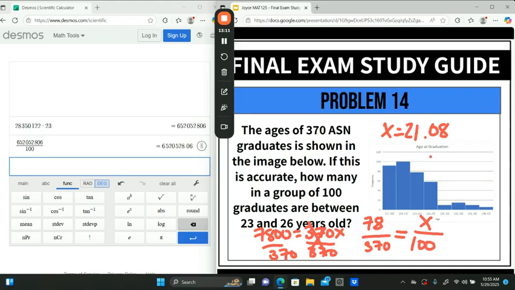Okay, and we know that there's not going to be 0.08 of a person. So we're going to round that off to the nearest whole number. So X equals 21 graduates.